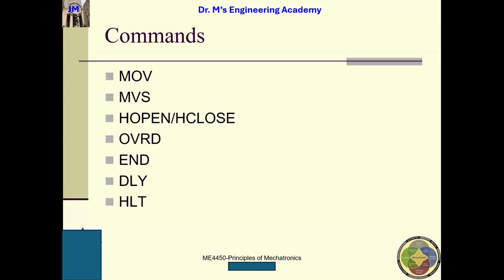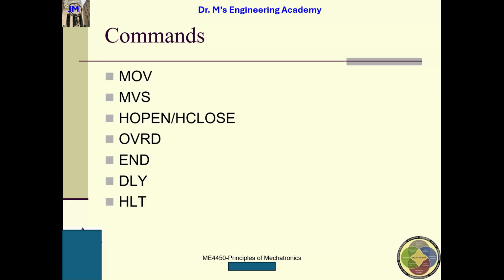And HOPEN, as I said, whenever you use HOPEN or HCLOSE, you must add this one, okay? Because our industrial robot only has one hand. HOPEN space one, or HCLOSE space one, that is to open or close the hand.